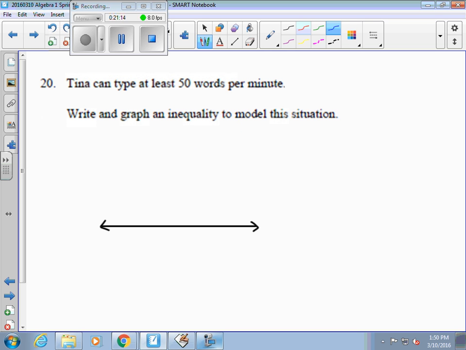Tina can type 50 words per minute, at least. Graph an inequality to model this situation. So x and 50, at least. There we go. That means she's going to type 50, 51, or some above that. So the number she's going to type has to be greater than or equal to 50. That is the inequality that represents that.